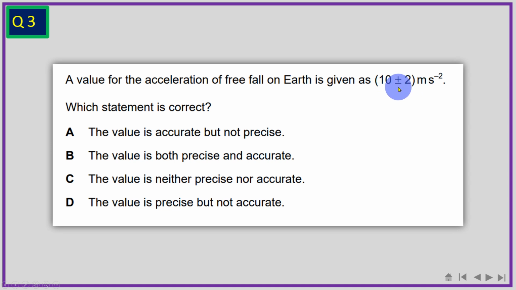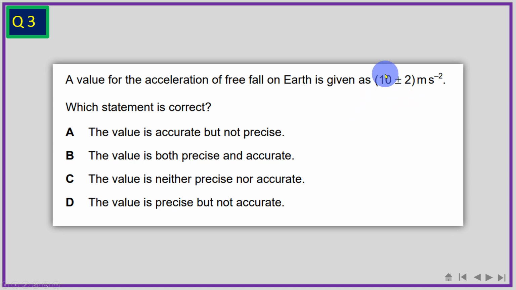We know that the true value of the acceleration of free fall on Earth is 9.81. So you find that the value which is calculated and given this range is definitely going to be accurate. It is accurate because it is closer to the true value within this range which is given here. So that value will be accurate. But how about precision?